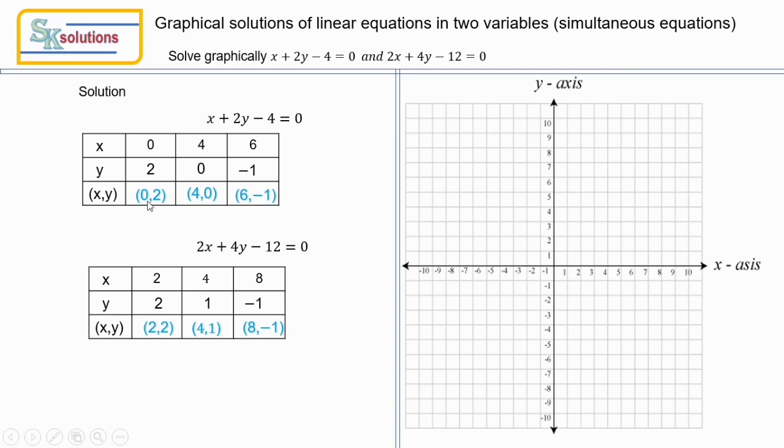So by plotting the points, you have the point (0, 2) here, and the point (4, 0), which is on the x-axis. Here you have the point (4, 0), and the point (6, minus 1). So (6, minus 1) is here. Let us draw the line through these points. So you get the line through these points as x plus 2y minus 4 equal to 0.